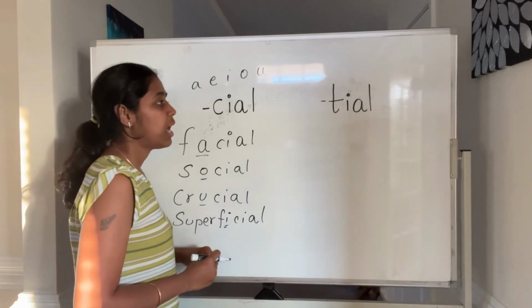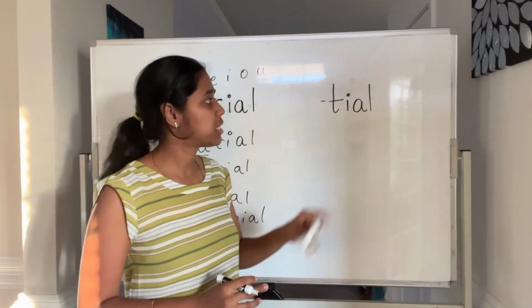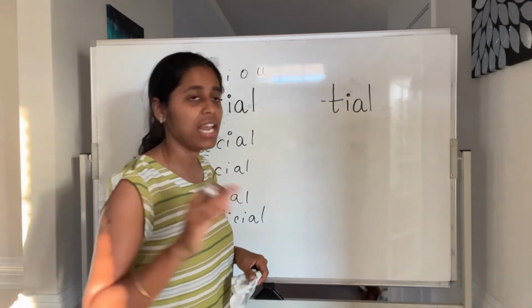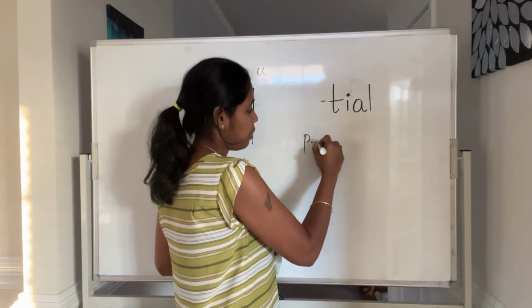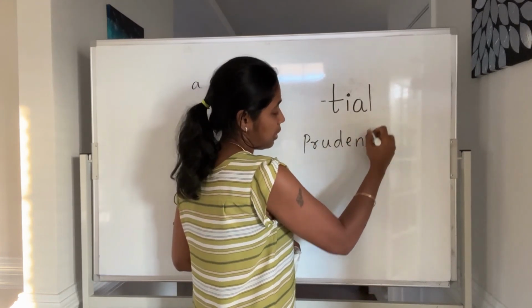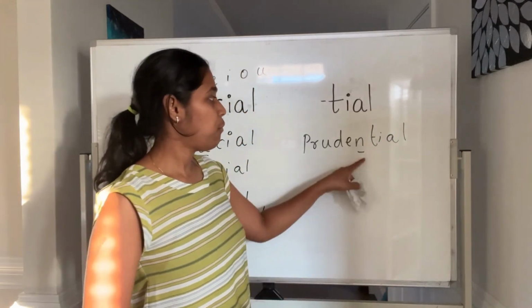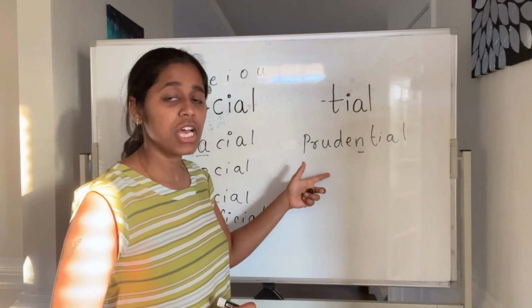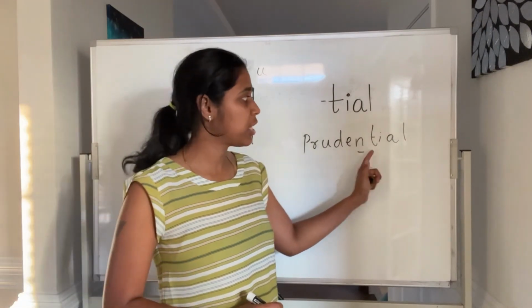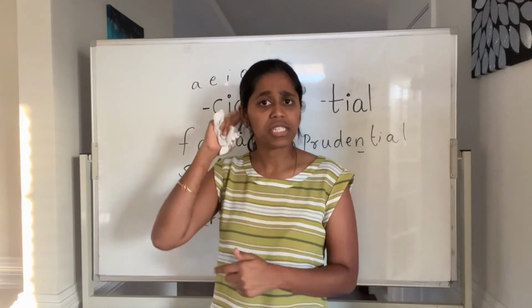And if it is not a special letter followed by the cial sound, you use tial. For example, prudential. N followed by the cial sound, it is tial. Like this, if it is not a special letter followed by the cial sound, it's tial. Special letter followed by the cial sound, it is cial.